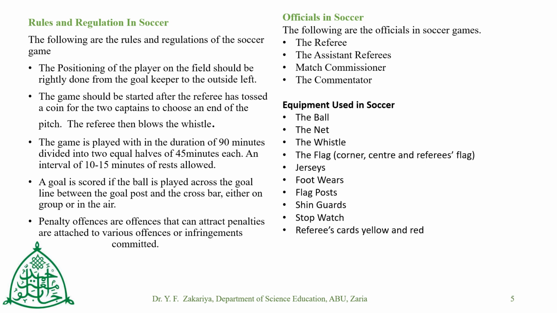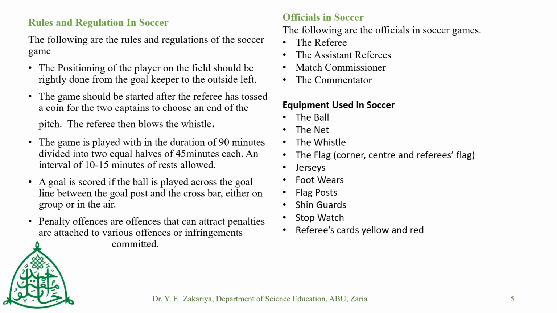The following are the rules and regulations of the soccer game. The positioning of the players on the field should be rightly done from the goalkeeper to the outside left. The game should be started after the referee has tossed a coin for the two captains to choose an end of the pitch. The referee then blows the whistle. The game is played for 90 minutes divided into two equal halves of 45 minutes each, with an interval of 10 to 15 minutes of rest allowed.